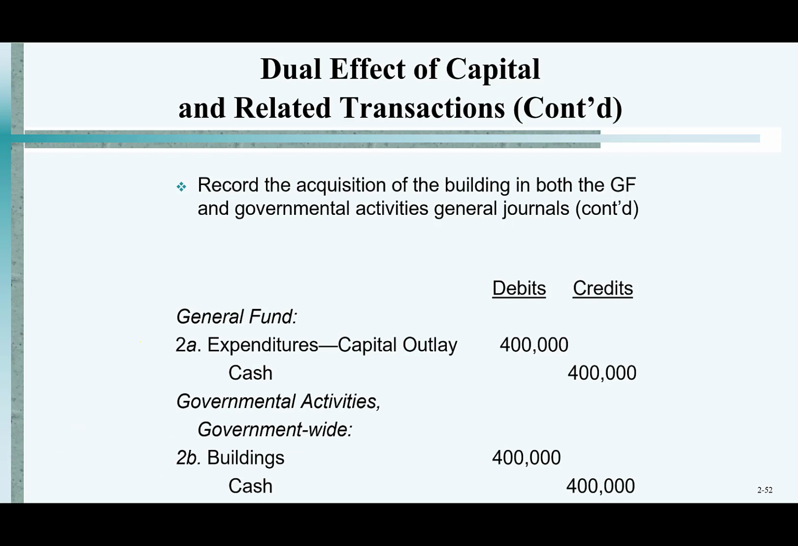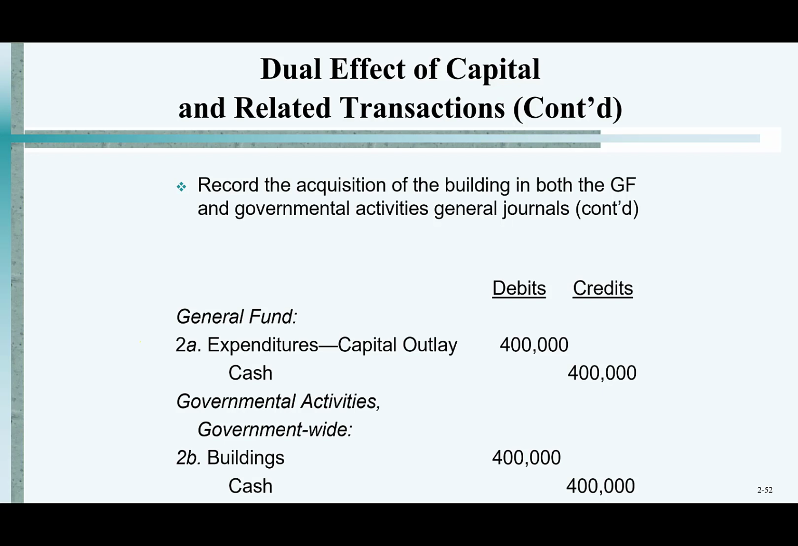I'm not testing you on the converting entries. I would just want you to know you go directly to building, equipment, whatever it is. You debit building, you credit cash. So that's the way I'm going to test you: how would you record the entry if you're recording it directly at the fund level versus the government-wide level? I just do that other piece so that you don't fall into the trap of thinking there are two general ledgers. There are not. There's one general ledger, at the fund level.